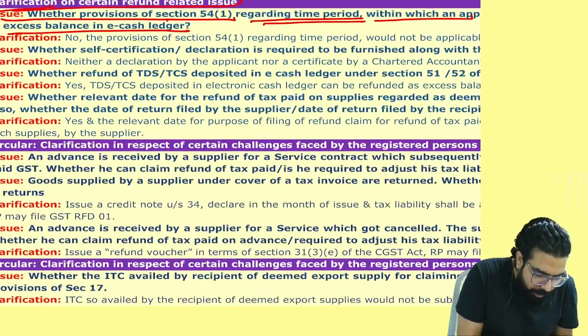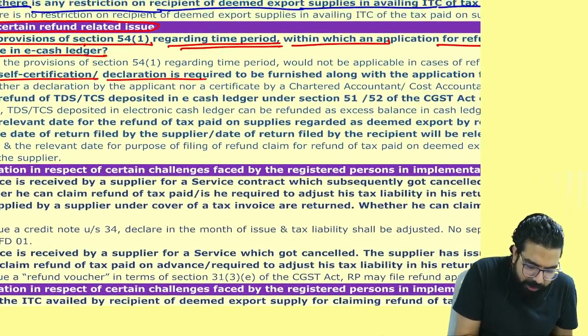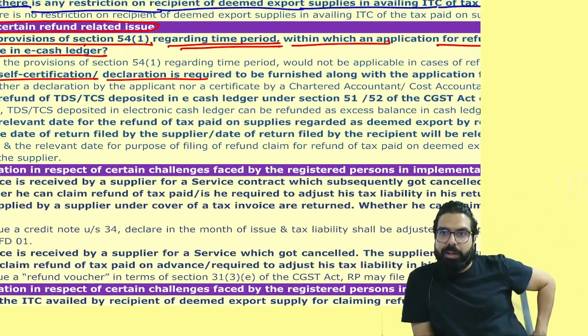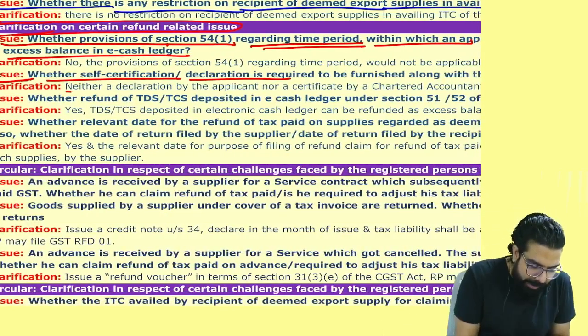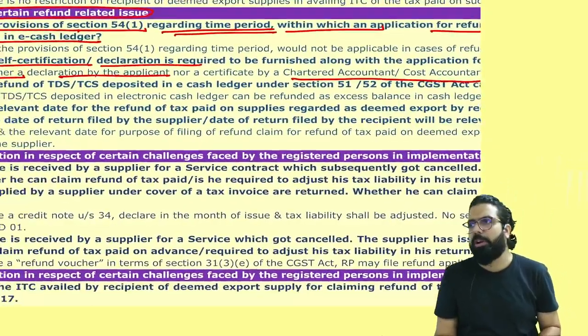Next issue: whether self-certification or declaration is required. People, sir, do I have to give a CA certificate to claim a refund of my e-cash ledger? Government told not required. Neither a self-declaration nor a chartered accountant or cost accountant certificate is required.